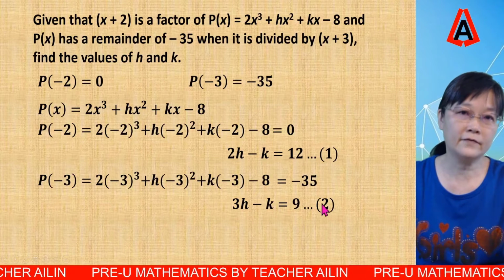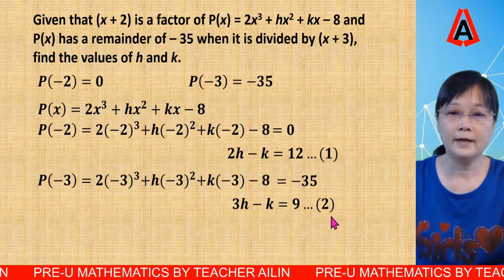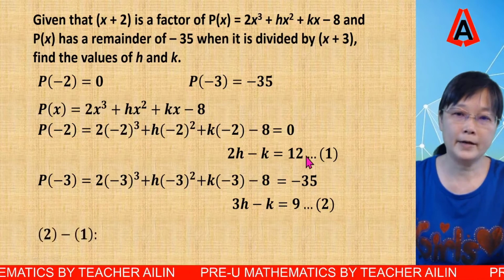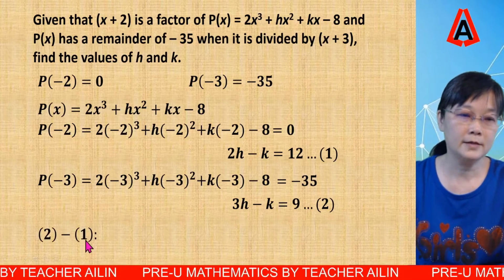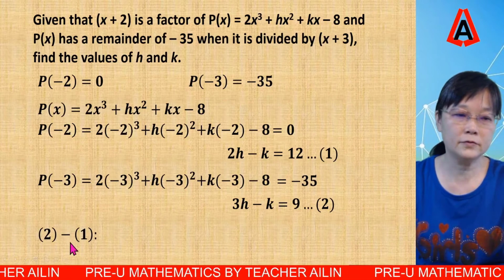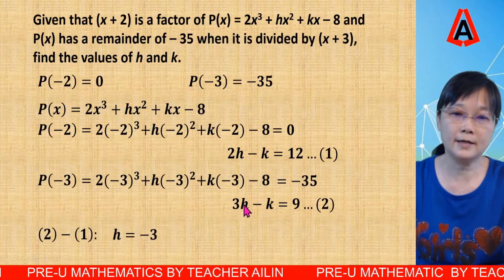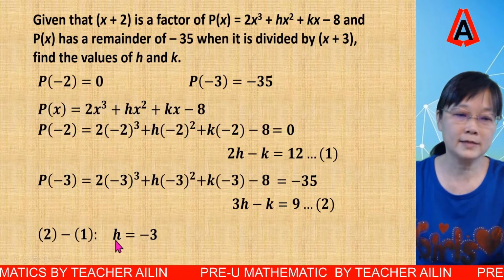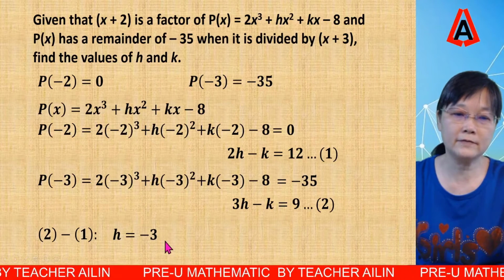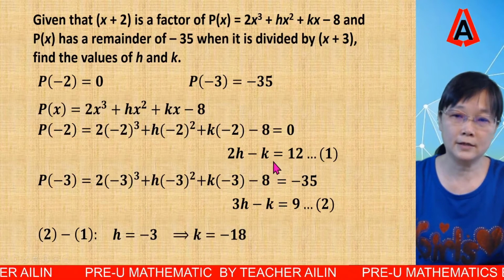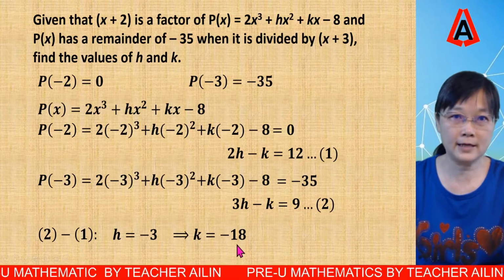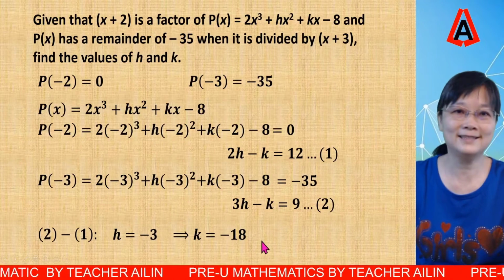So now I have two linear equations. I'm going to use equation number 2 minus equation number 1. When I subtract 1 from 2, I get h is equal to negative 3. When I substitute h equals negative 3 into equation 1, I get the value of k is negative 18.